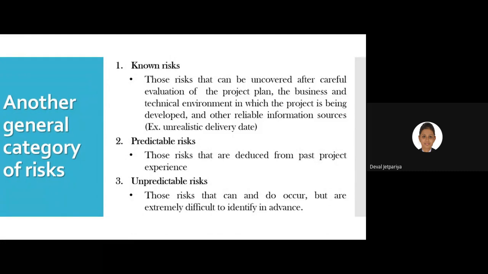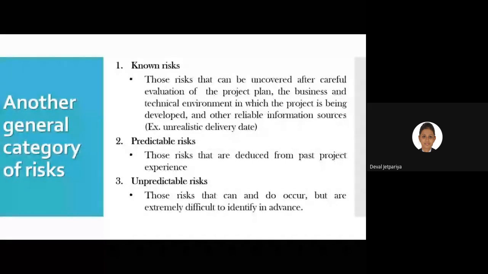That means, for example, we all have experience of the second wave. Whatever we learned from the second wave of corona, obviously we will keep in mind as we enter the third wave, right? So you are learning from your past experience to overcome future risk. The third one is unpredictable risk. Those risks that can and do occur but are extremely difficult to identify in advance. Third wave of corona. Okay.